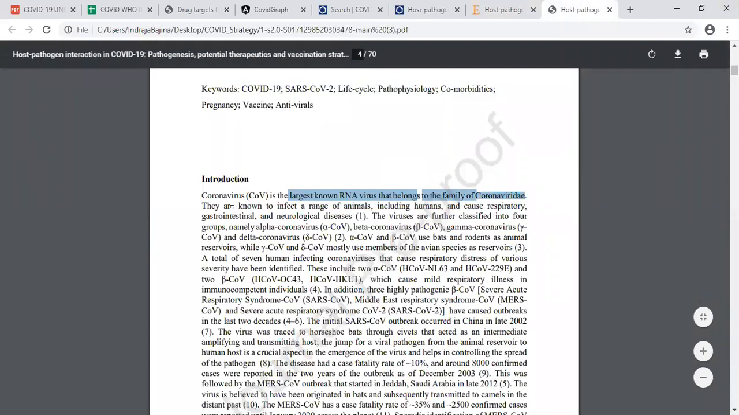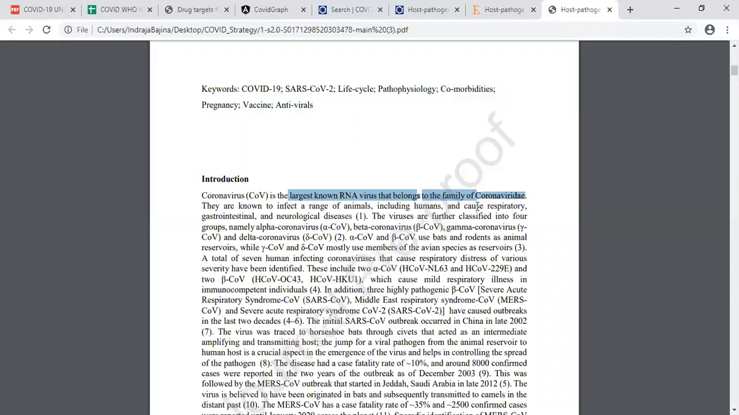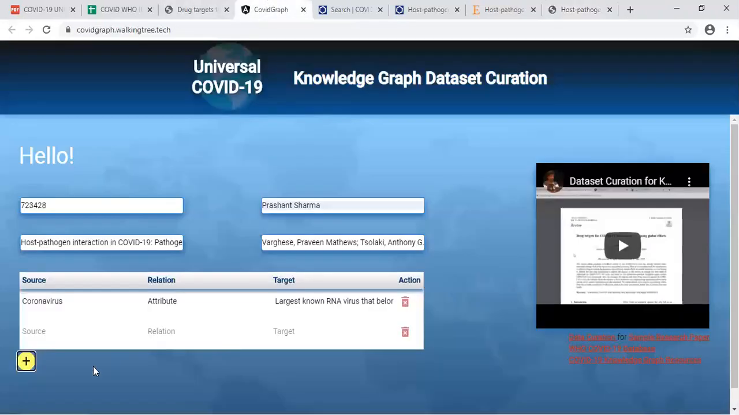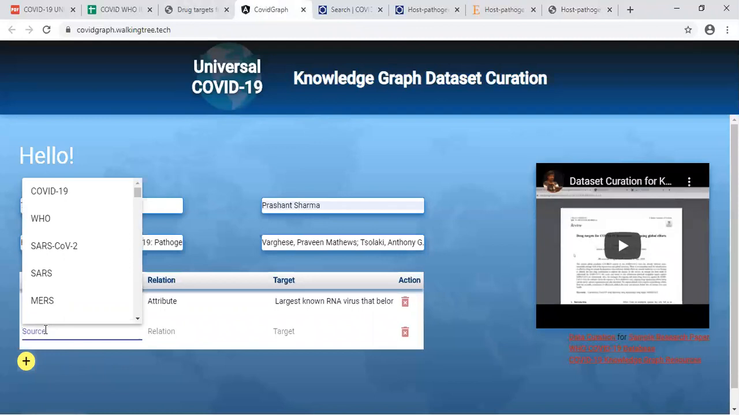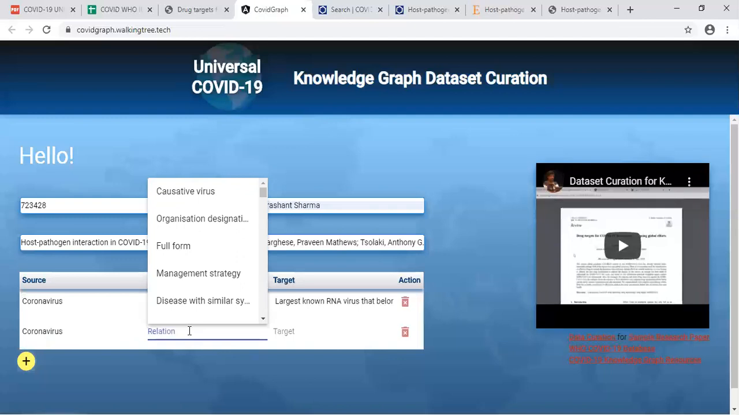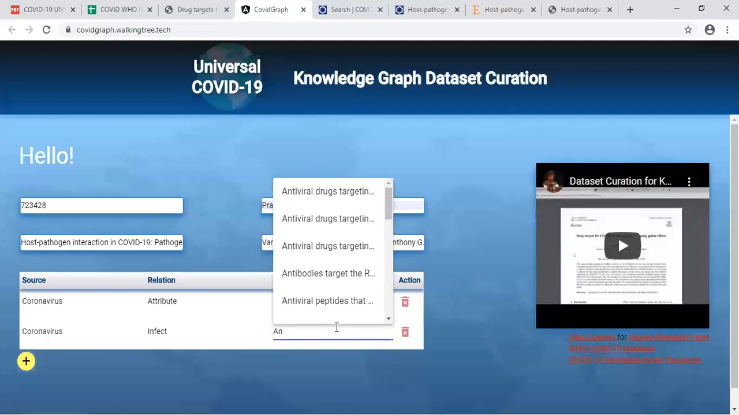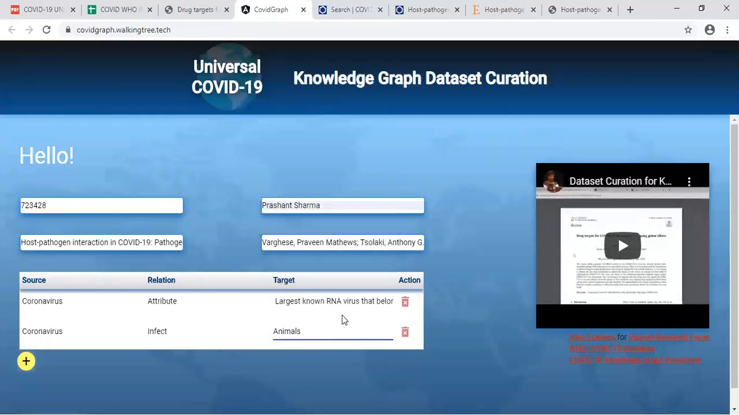Going further, this talks about how these viruses, Coronaviridae class, are known to infect a range of animals, including humans, and cause respiratory, gastrointestinal, and neurological diseases. Well, this is again useful stuff. So you can mention that coronavirus infects animals, including humans. Even if you mention animals, it should include humans. But because we have other relationships where only human beings are considered, it's worth mentioning these two as separate categories. So coronavirus, and then you can use the relationship as in fact, and then you can mention animals. Animals is not there, so I mention animals separately.